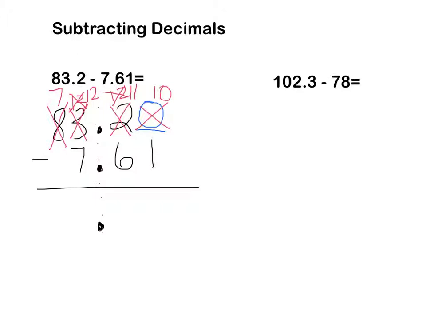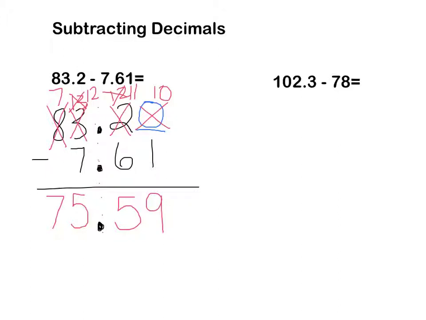So let's start on the right in the hundredths place. 10 hundredths take away 1 hundredth leaves me with 9 hundredths. In the tenths place, 11 tenths take away 6 tenths leaves me with a difference of 5 tenths. 12 take away 7 is going to give me 5. And then 70 take away nothing is just going to be 70, right? So I have a difference of 75 and 59 hundredths.